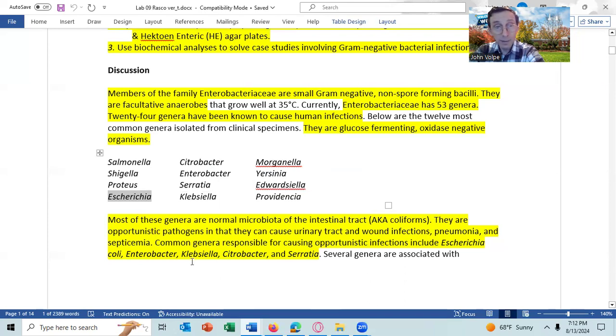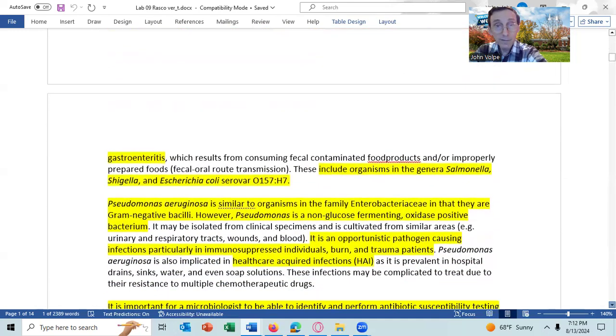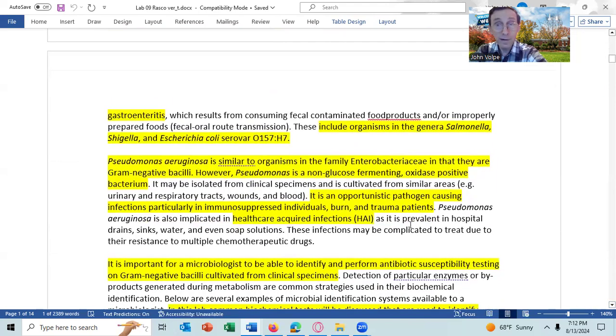Like Klebsiella pneumoniae causes pneumonia when it grows in your lungs. Of course, anything that grows in your lungs will cause pneumonia. Several genera are associated with gastroenteritis, and these include the genera Salmonella, Shigella, and then E. coli serovar O157:H7. If E. coli O157:H7 grows in your gut, it'll likely give you gastroenteritis. Any questions about any of that? All right.